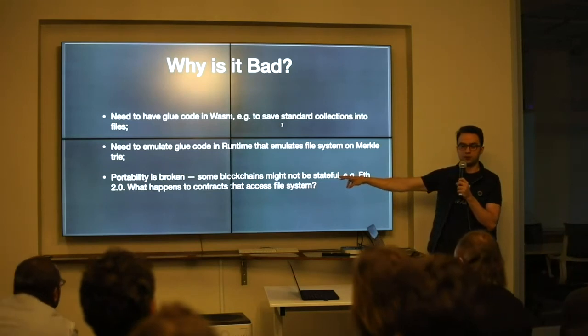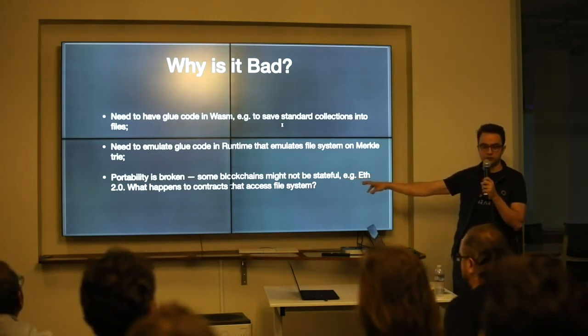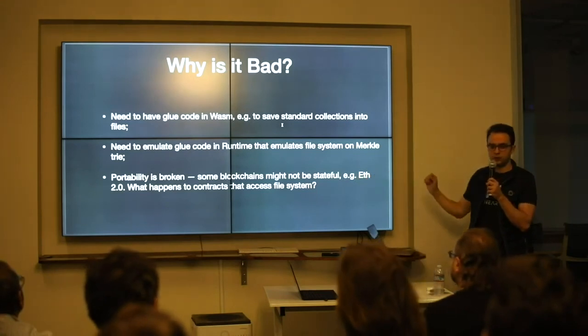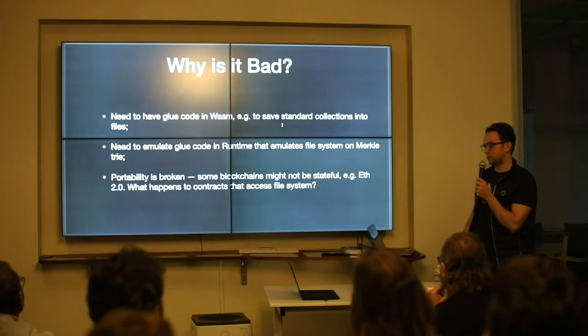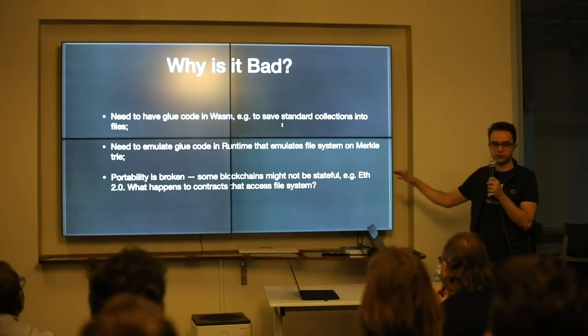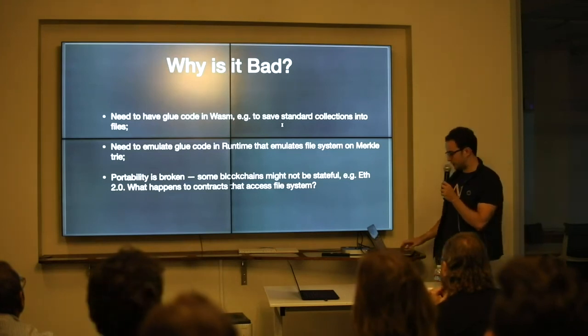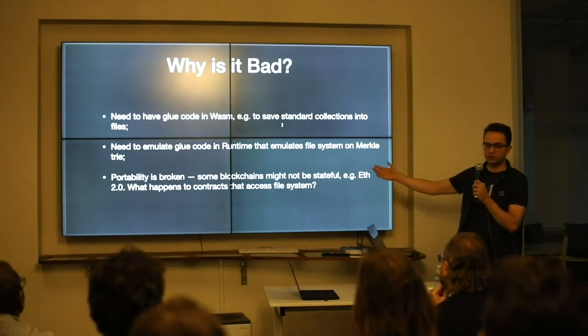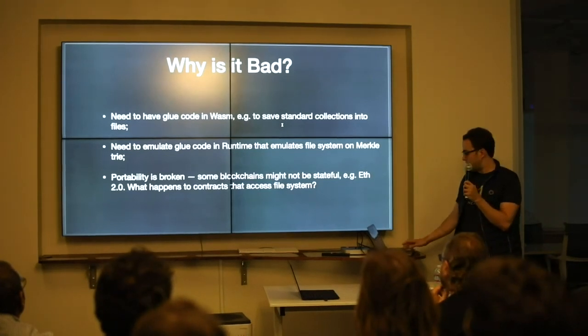Portability is broken again, by the way, but now not because of the IoT devices, but because some blockchains might actually be stateless. As it turns out, Ethereum is seriously considering having stateless smart contracts in 2.0. I'm not sure how it's going to work. Maybe they're just going to save the result of the execution, but not the state. So the big question is what happens to smart contracts that use a file system and try to execute on Ethereum 2.0.